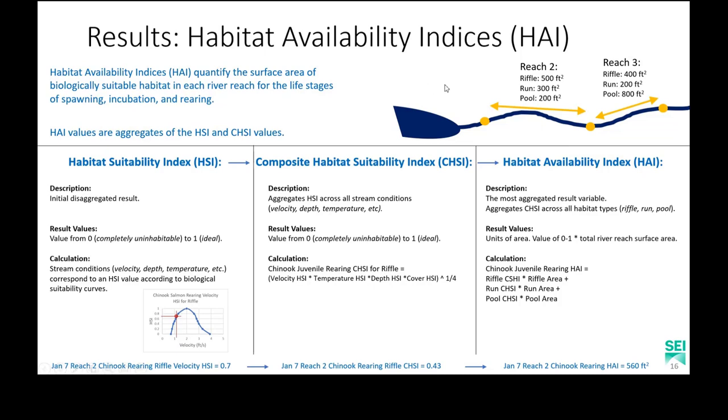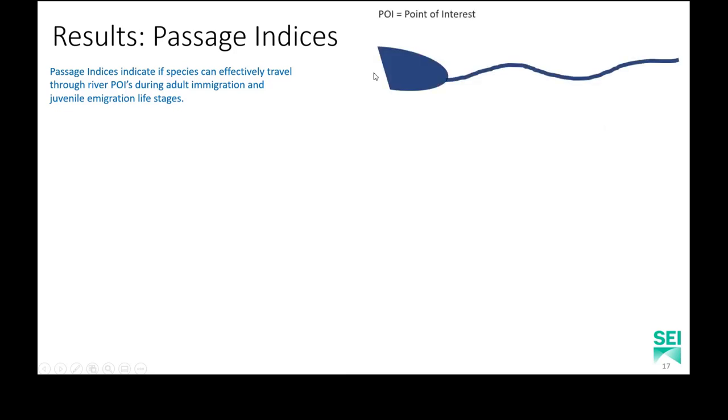And again, we have 2 types of results. So this looked at the habitat availability indices, and the final slide looks at the results for the passage indices, which again, the passage indices ask, can the species effectively migrate up and down through the POIs during the immigration and emigration? We have our POIs throughout the river, and they're each associated with river miles of how far you are from the ocean.